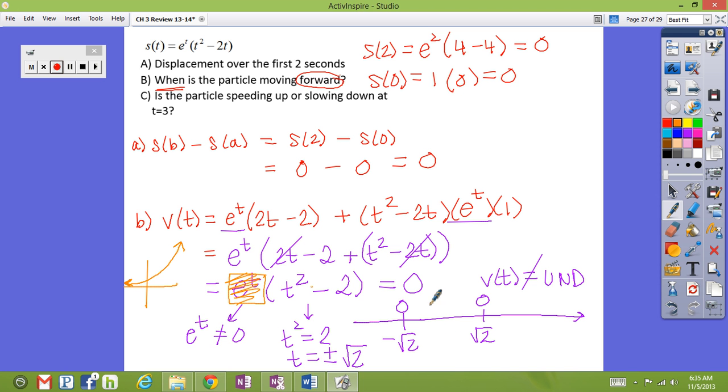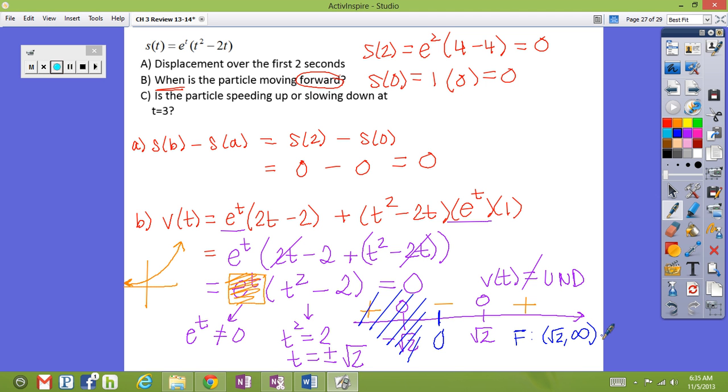If I put in 0, it's negative. If I put in a million or a negative million, I get positive. So that's another way you could do your sign chart, and then chop off the piece that you don't need, and start it at 0. So at 0, the velocity is actually negative, and it isn't until you hit root 2 that the velocity becomes 0, and the velocity is positive after. The question was, when is the particle moving forward? It's moving forward from root 2 to infinity for my times.